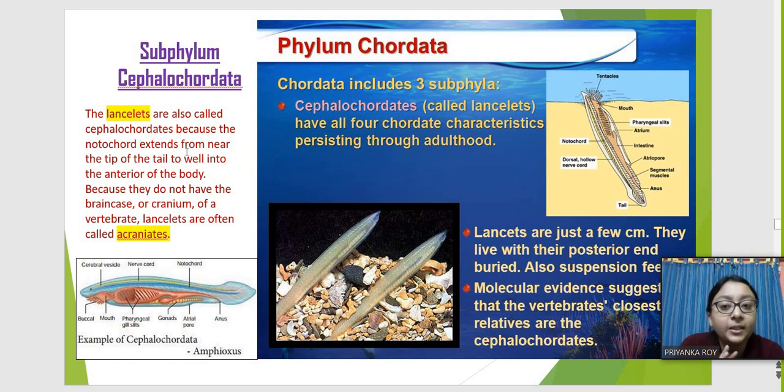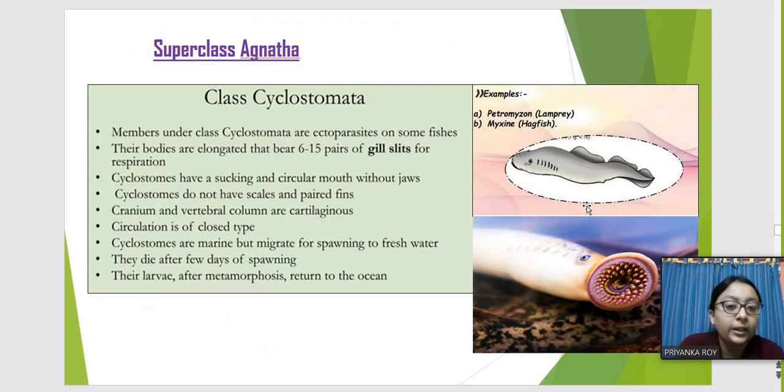Their basic feature is that the notochord extends from the tip of the tail to well anterior of the body, and they do not have a brain case or cranium, and therefore they are also called acraniates. And they have a mouth, but they do not have any digestive system, and so they are quite primitive in nature. Next comes the superclass Agnatha.